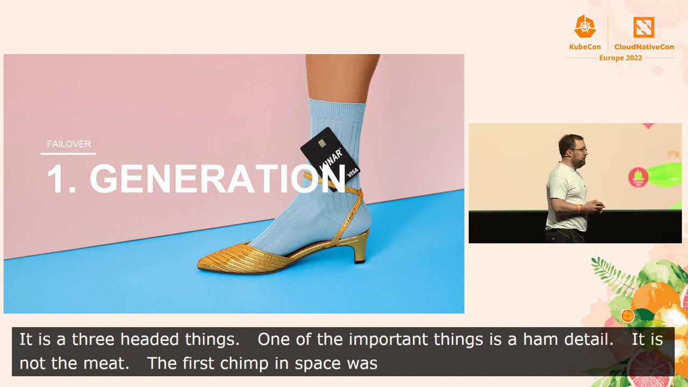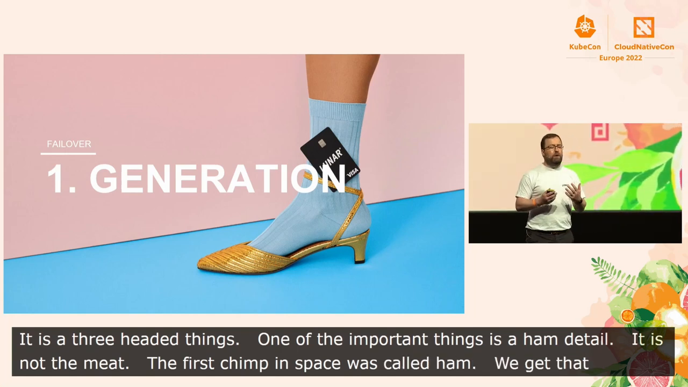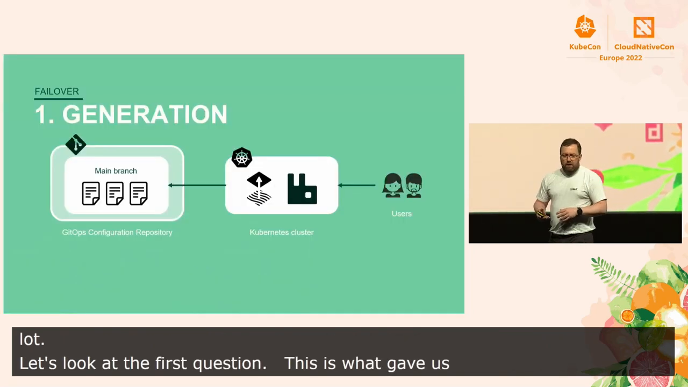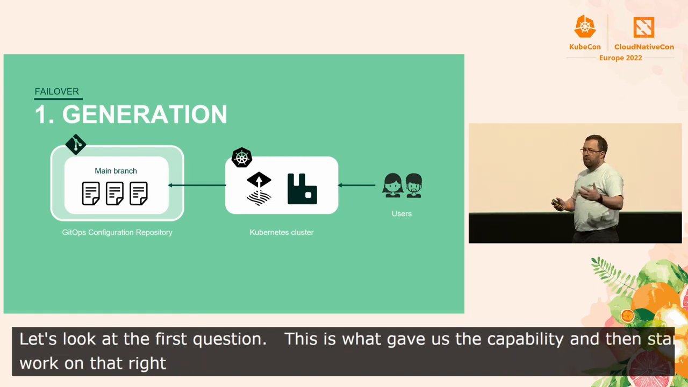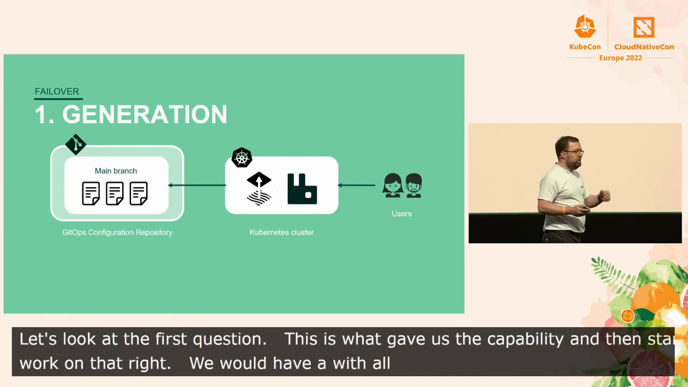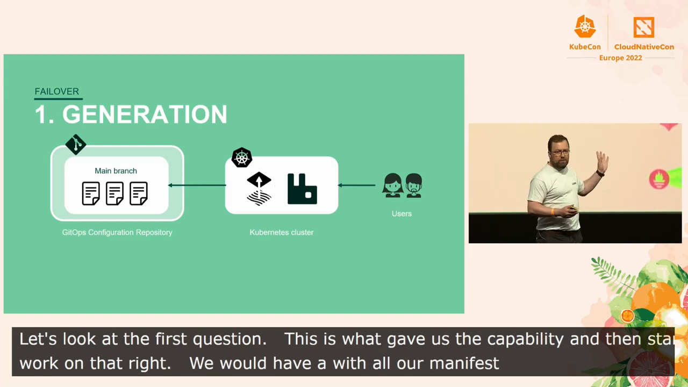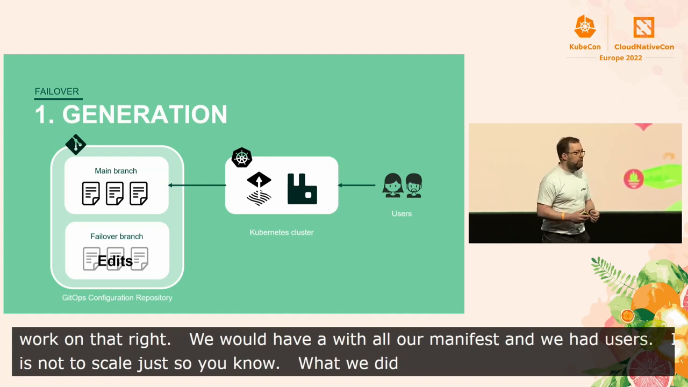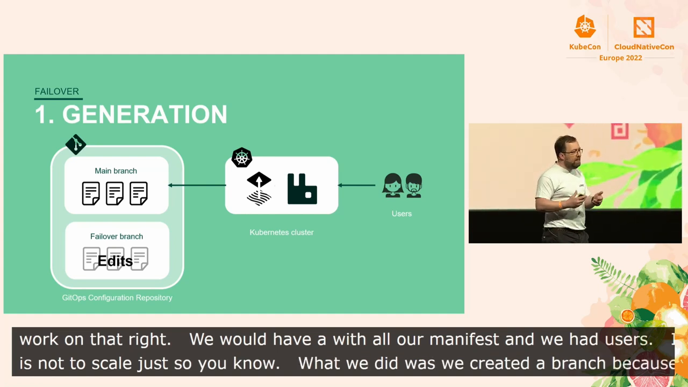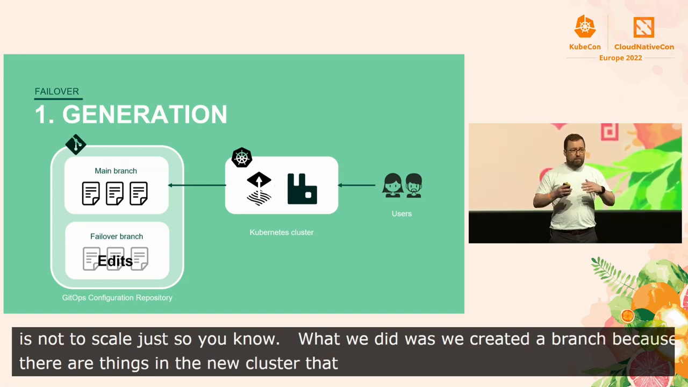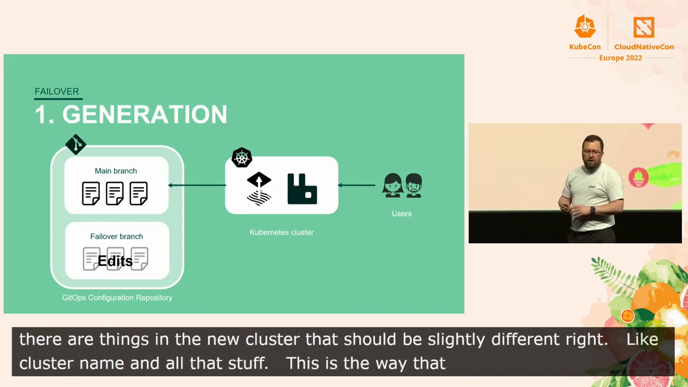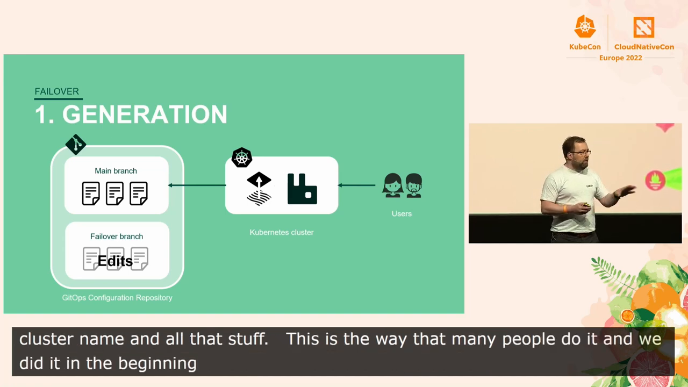So let's look at the first generation failover. This is what gave us the capability, and then we could start work on that, right? We would have a GitOps repo with all our manifests. We had a cluster pointing Flux to it, and we had users. It's not to scale, just so you know. What we did was we created a branch, because there are things in the new cluster that should be slightly different, right? Like cluster name, routing weights, and all that stuff. This is, I think, the way many people do it. This is the way we did it in the beginning. We would then create some edits here, like the cluster name and stuff.